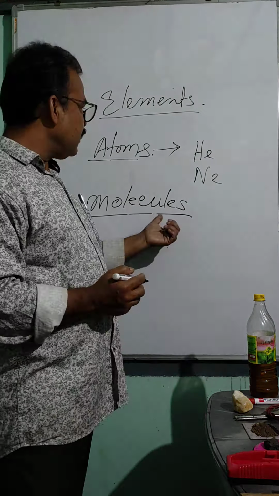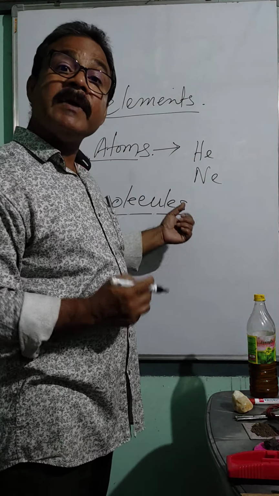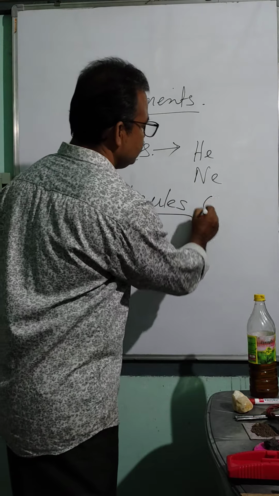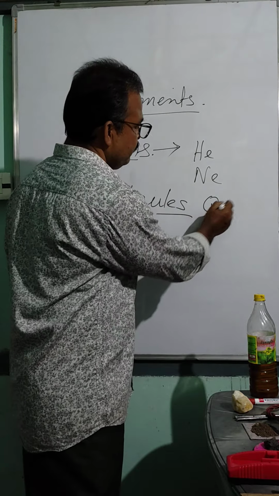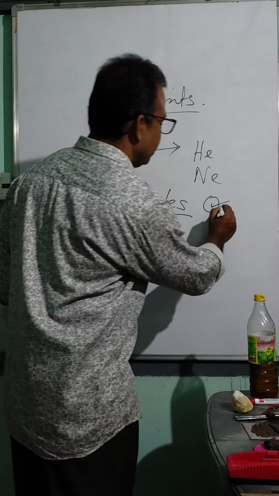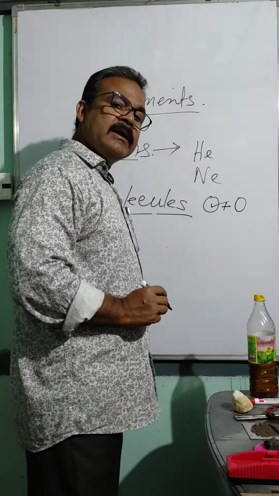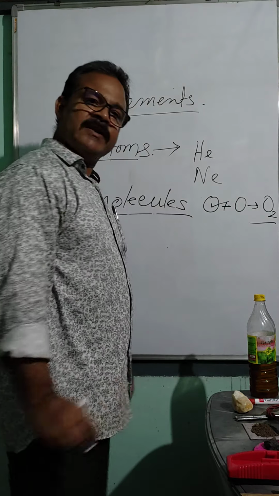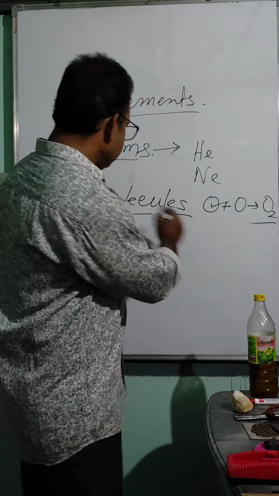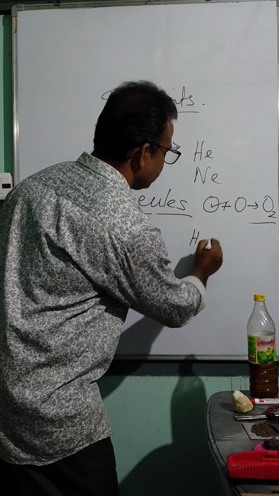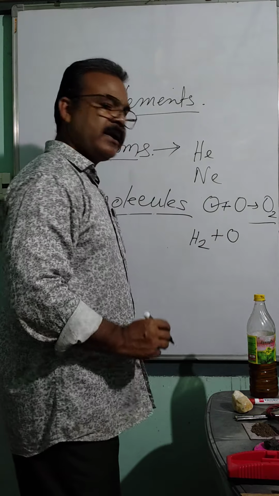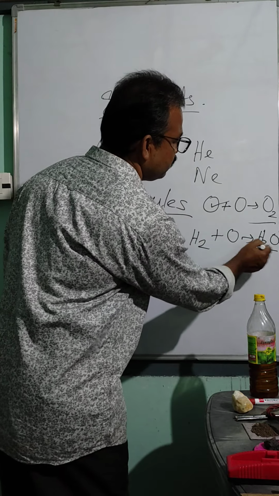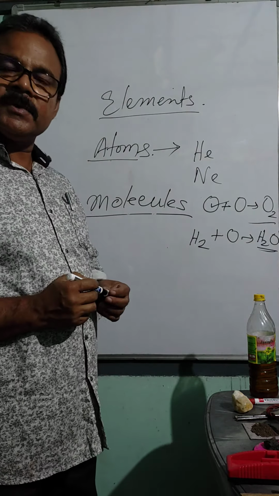Molecules are formed by the combination of atoms of the same element. Suppose this is one atom of oxygen. When this atom combines with another atom of oxygen, it will form one molecule of oxygen. On the other hand, when two atoms of hydrogen combine with one atom of oxygen, it will form one molecule of water.